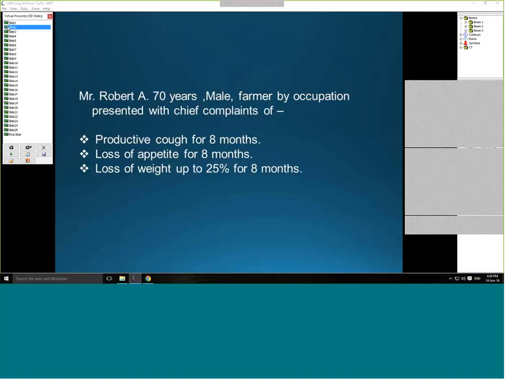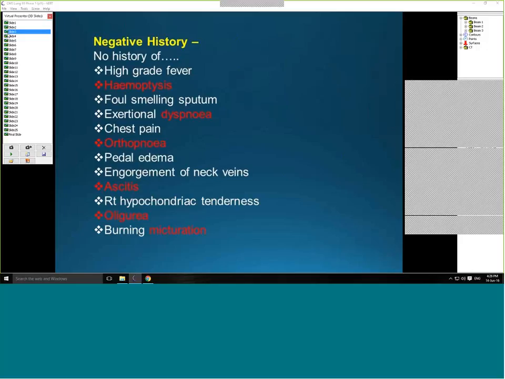And here we bring up Mr. Robert A., who is a male farmer, who has productive cough for 8 months, loss of appetite for 8 months, and loss of weight up to 25% for 8 months. We try to run through the history and physical, and what I do is I present a number of tests that are negative in order for the students to begin to focus on what the final diagnosis is going to be. You see here that the studies performed were negative, many of them.